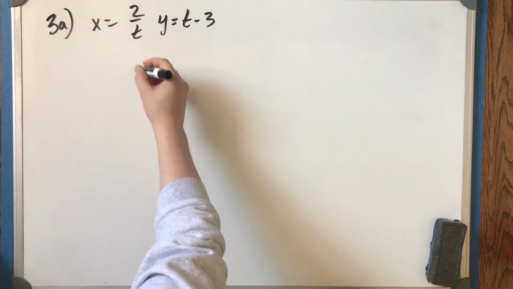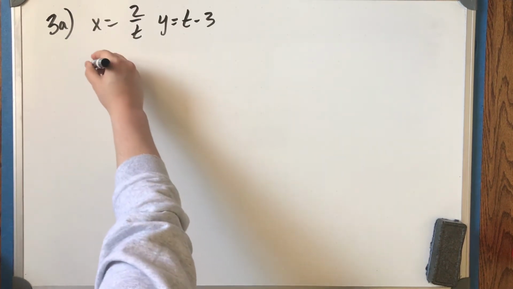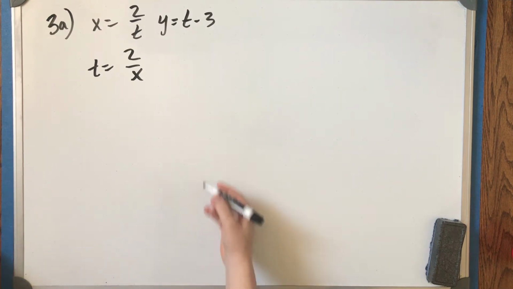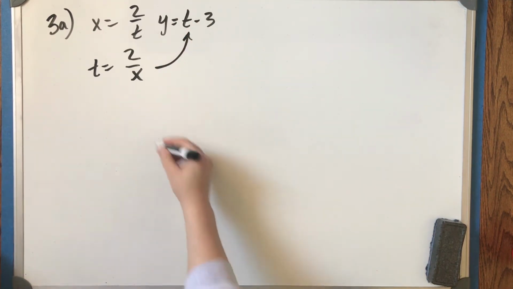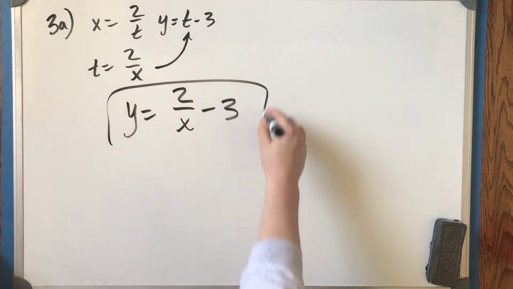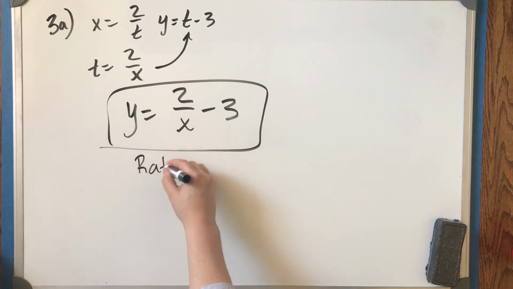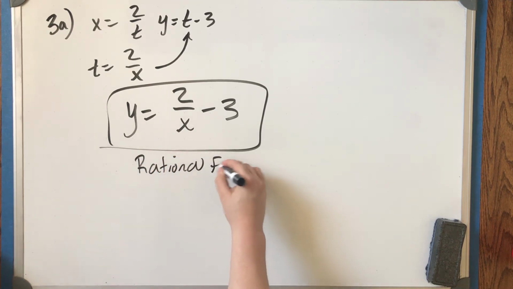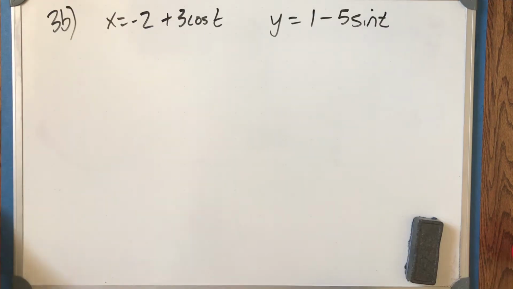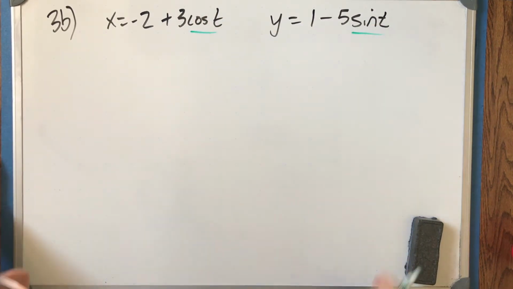I think this one would be easier. I can cross multiply this t up to the other side, and then I'll just divide by x. So I get that t equals 2 over x, and then just substitute that in right here. So I'll get y equals 2 over x minus 3. We don't have to do anything else with that. x is in the denominator, so I know that this is a rational function. Ta-da! Done.